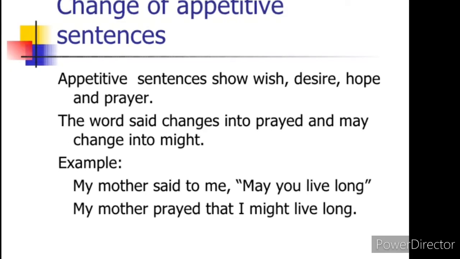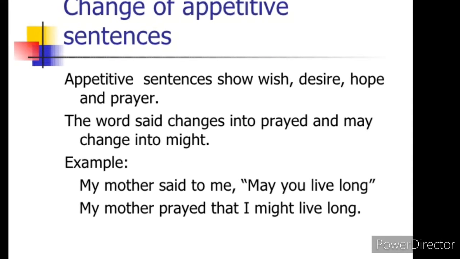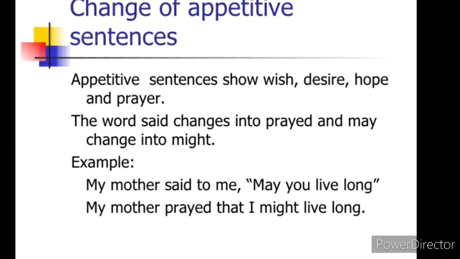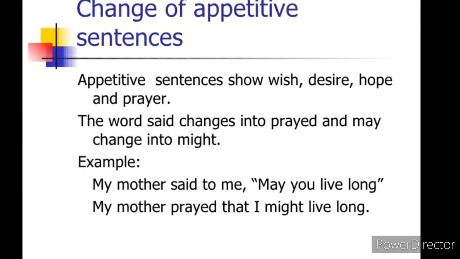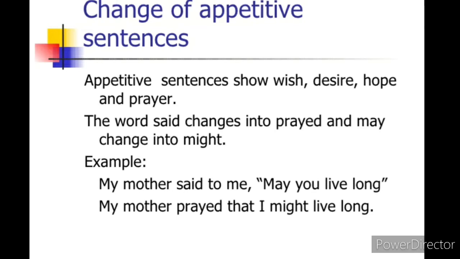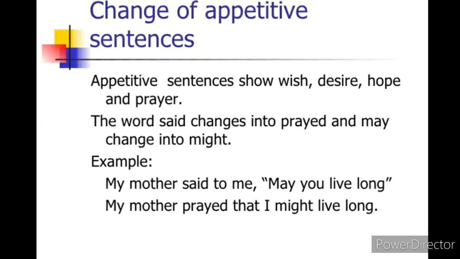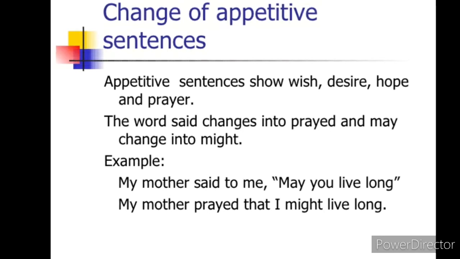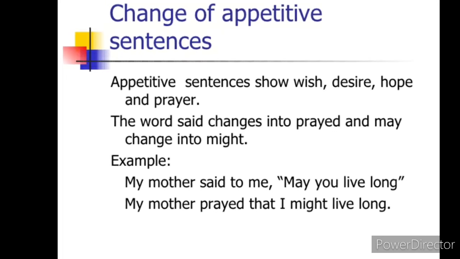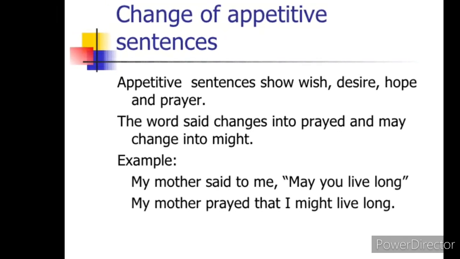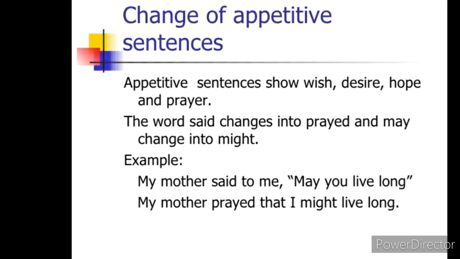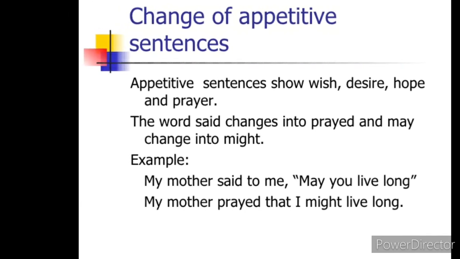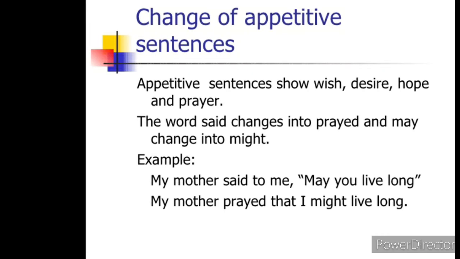Dear students, here we are going to talk about the change of optative sentences. Optative sentences show wish, desire, hope, and prayer. The word said changes into prayed, and may changes into might. My mother said to me, "May you live long." My mother prayed that I might live long.